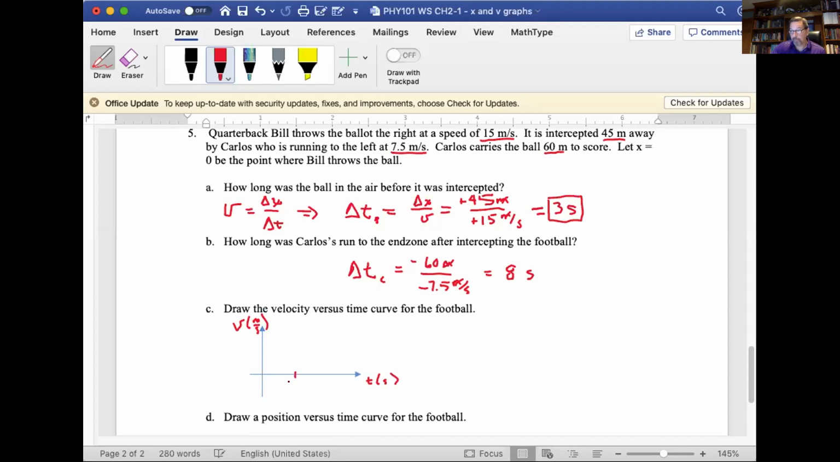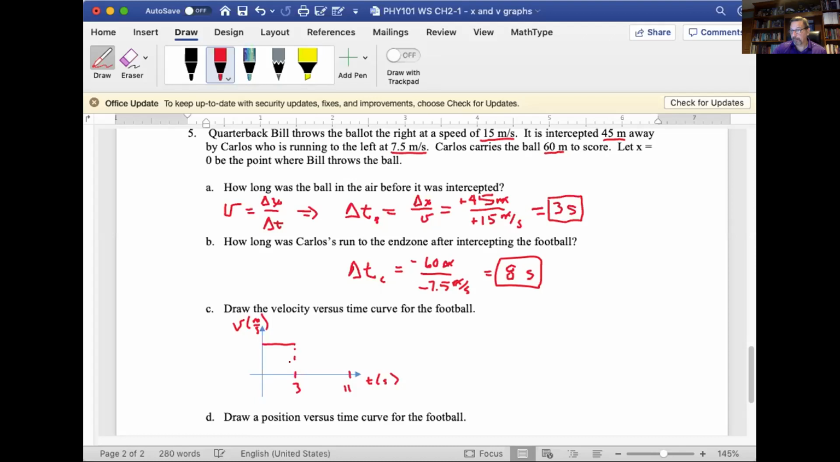Let's see, there's about 3 seconds right there. And then Carlos goes for an additional 8 seconds after that. So I guess this will be about 11 seconds right here: 3 plus 8, 11 seconds total motion. Okay, so first we start with a positive 15 for the football that's coming out of Bill's hand. So it goes 15 meters per second for 3 seconds.